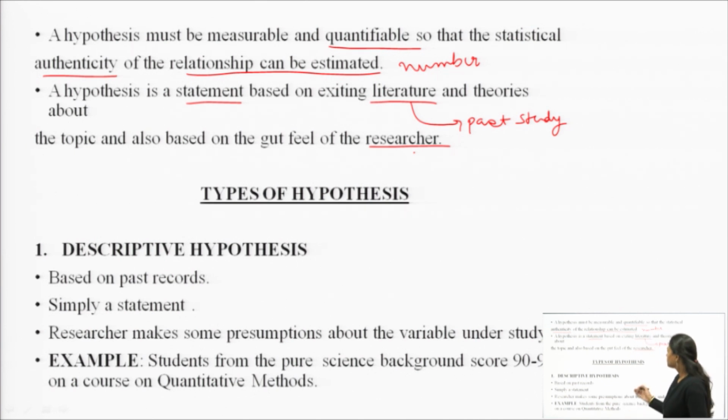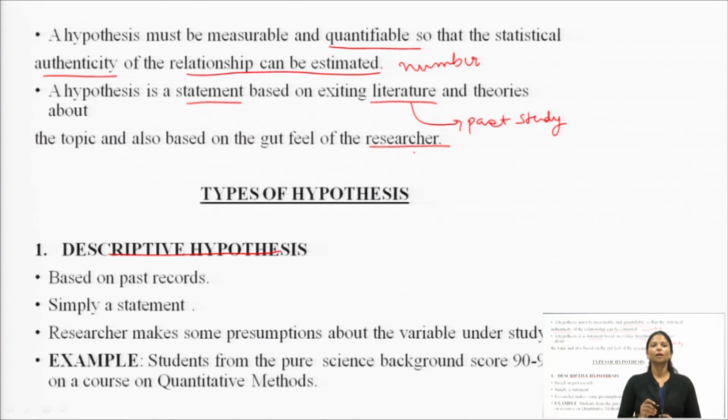Thus, moving ahead, we are talking about types of hypothesis. Types of hypothesis means there are two different types, which we can find out based on what kind of statements we are supposed to make. First is called a descriptive hypothesis.